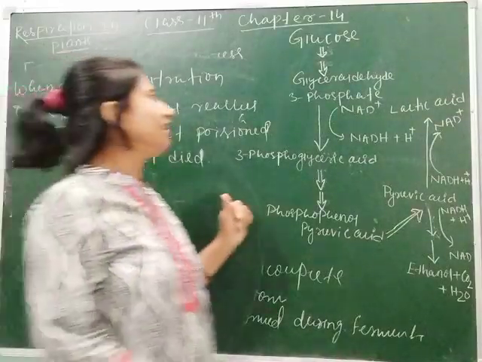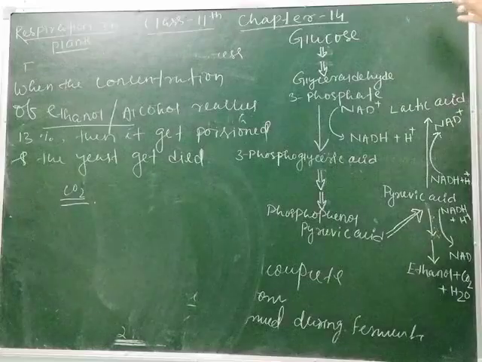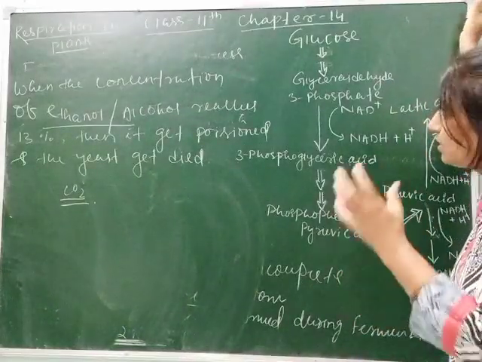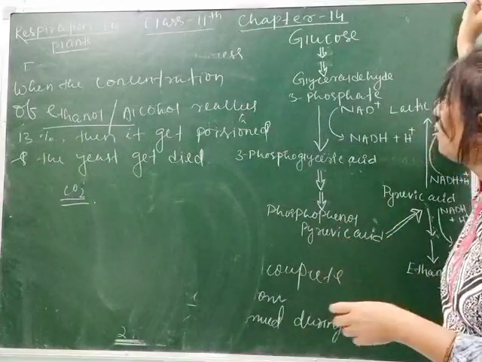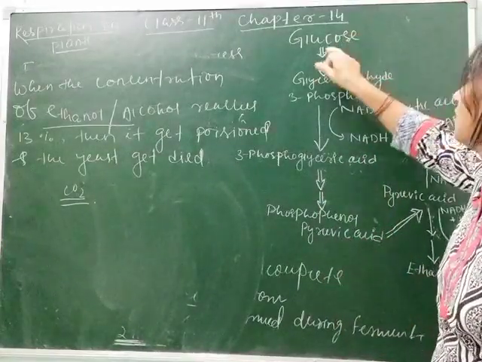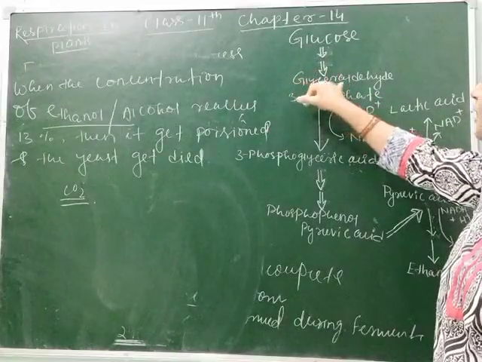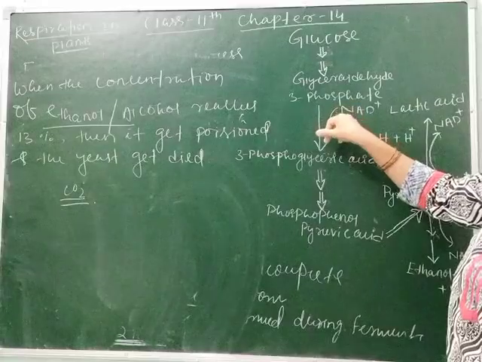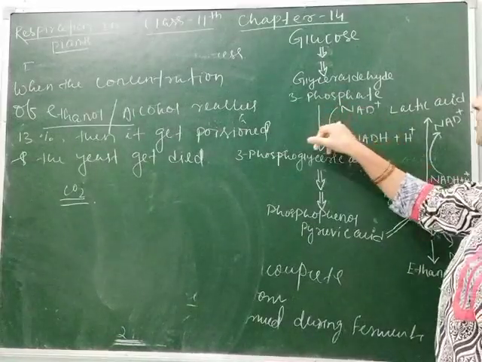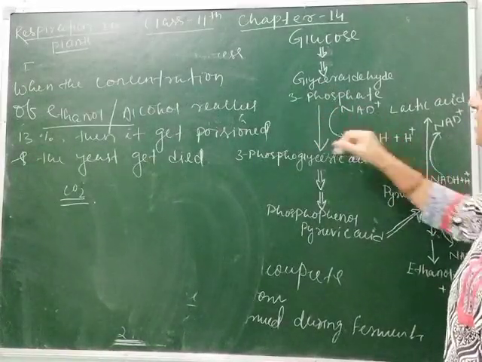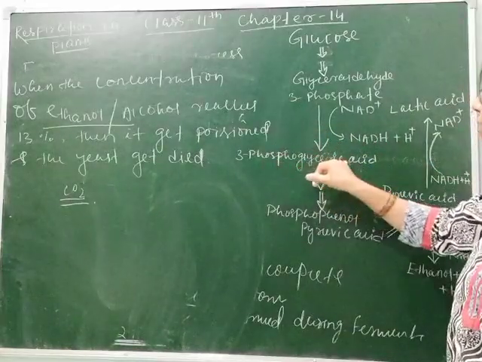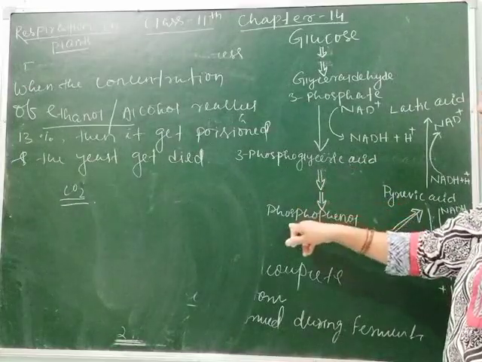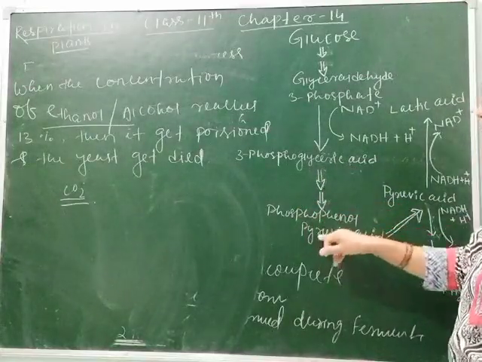Clear? Now let's see how glucose gets oxidized. As we know here, the oxygen is not sufficiently available. That's why this is called anaerobic respiration. So here let's see the steps. First, glucose gets converted into glyceraldehyde 3-phosphate. Again, reduction of NAD plus occurs to NADH plus H plus and it gives 3-phosphoglyceric acid. Again, the 3-phosphoglyceric acid gets converted into phosphoenolpyruvic acid.